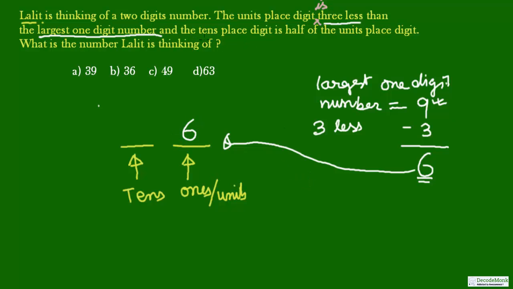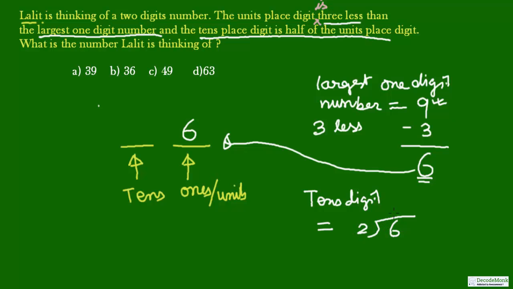Next, the question says the tens place digit is half of the units place digit. So the tens digit will be equal to half of 6. You can find half of 6 by dividing it by 2. 2 3s are 6. So 3 will be placed at the tens place.